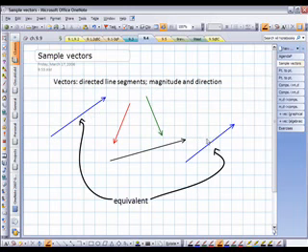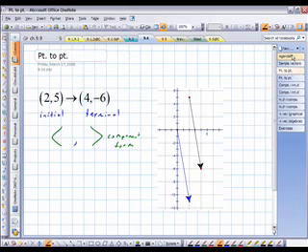So here are some examples of how to find vectors and what we can do with them and how it relates to trigonometry. If we start from an initial point and go to a terminal point, go from one place to another, that is, the tail of a vector to its head, then we can look at it this way. If we have an initial point of 2, 5, so we start here, then we go down to 4, -6. So I go from 2, 5 to 4, -6, initial point to terminal point.